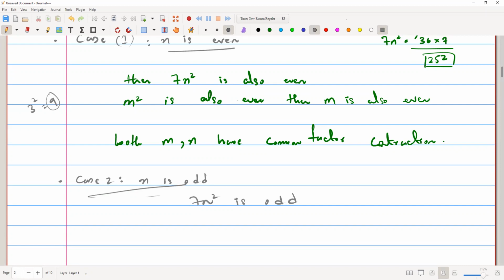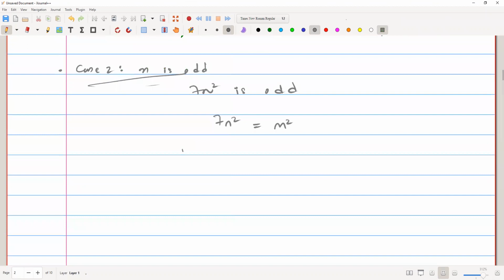So if 7n square is odd, then by this equation, that is 7n square equals m square, we can say that m square is also odd because both are equal. Okay, fine. Now if m square is odd, this implies m is odd. So now we can write both m and n as odd numbers.